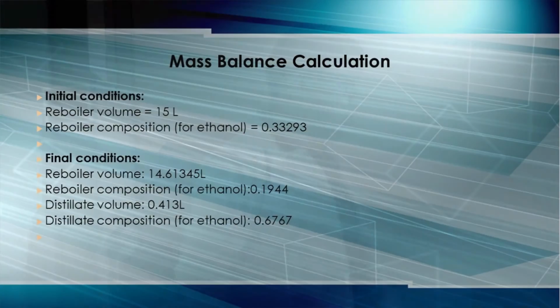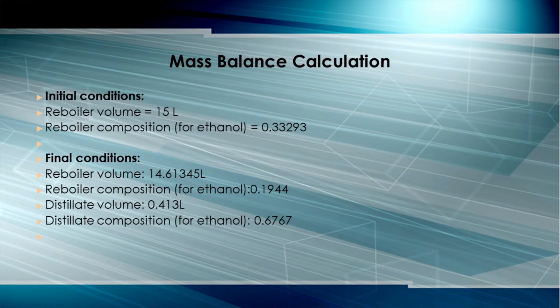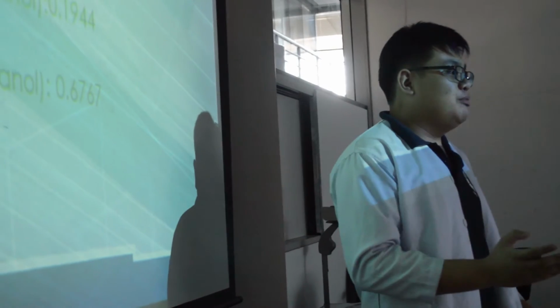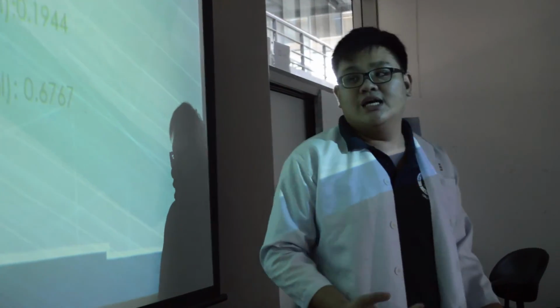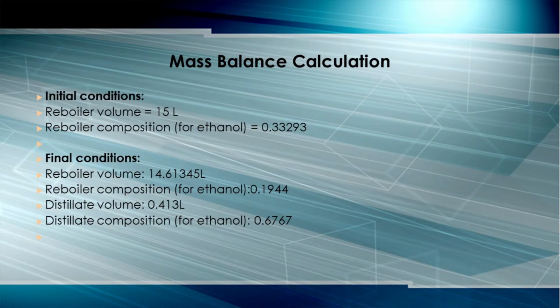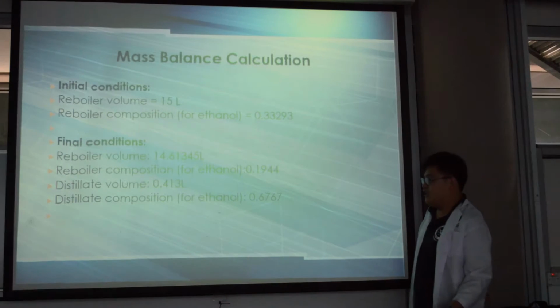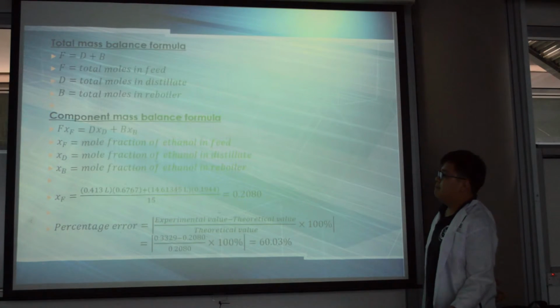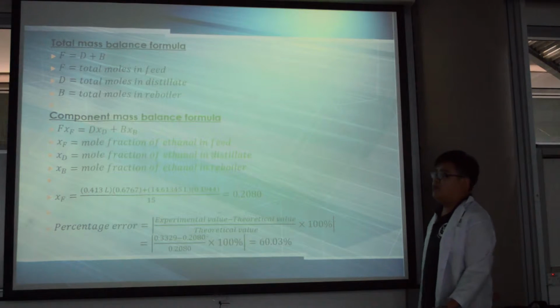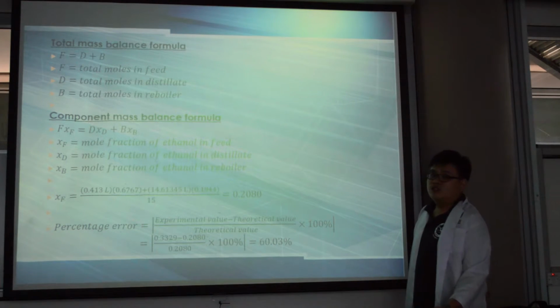Now, I will move on to the last objective of this experiment, which is the mass balance calculation. We know that the initial reboiler volume is 15 liters with an initial ethanol composition of 0.9923, which comes to a final reboiler volume of 14.61345 liters after all the distillate, the top product and bottom product, are removed from the reboiler. We can get a reboiler composition for ethanol of 0.1944 and a distillate volume of 0.413 liters and its composition of 0.6767.